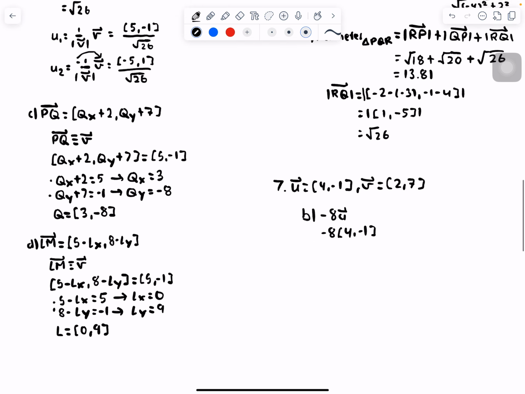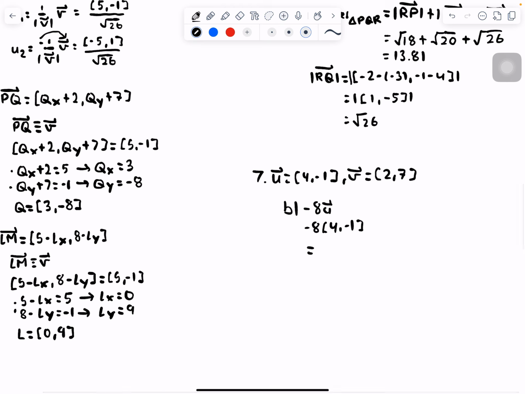And then you can just multiply it in: -8 times 4 is -32, and -8 times -1 is just 8. So essentially, scalar multiplication multiplies each individual component of the vector. Good.